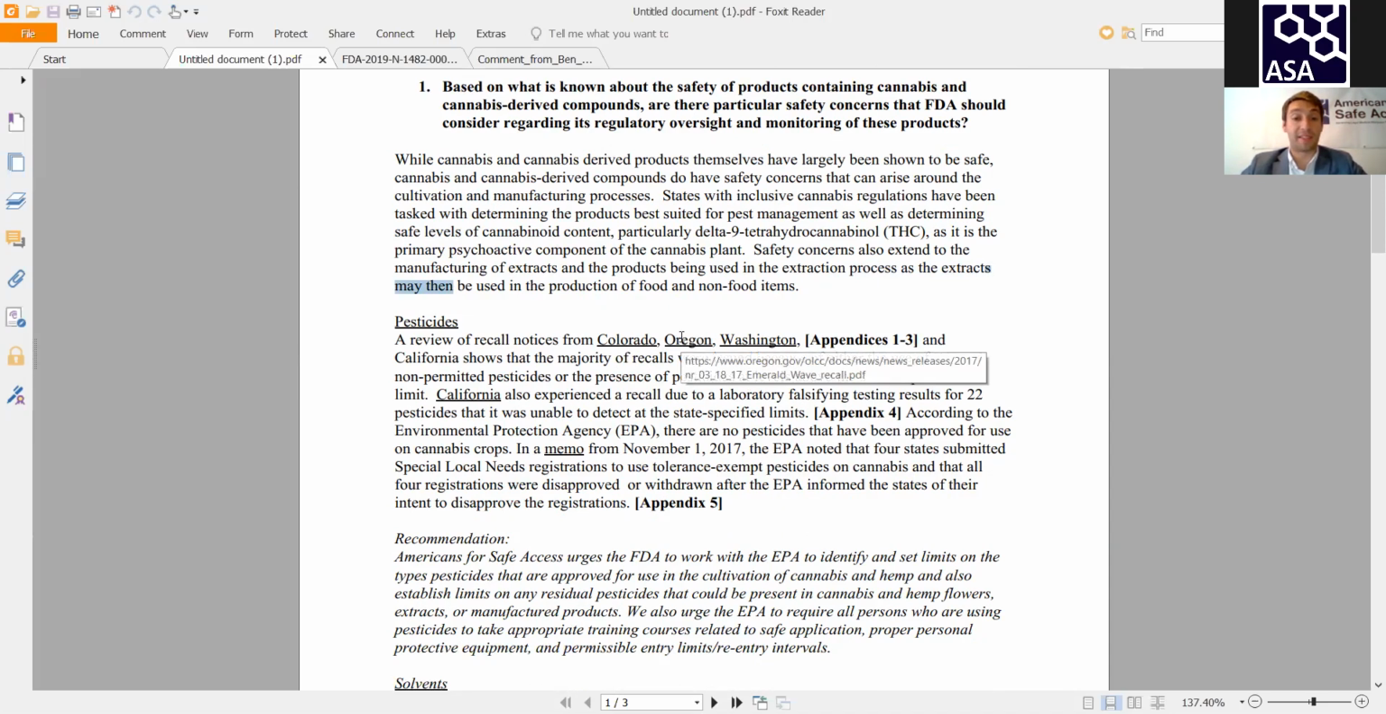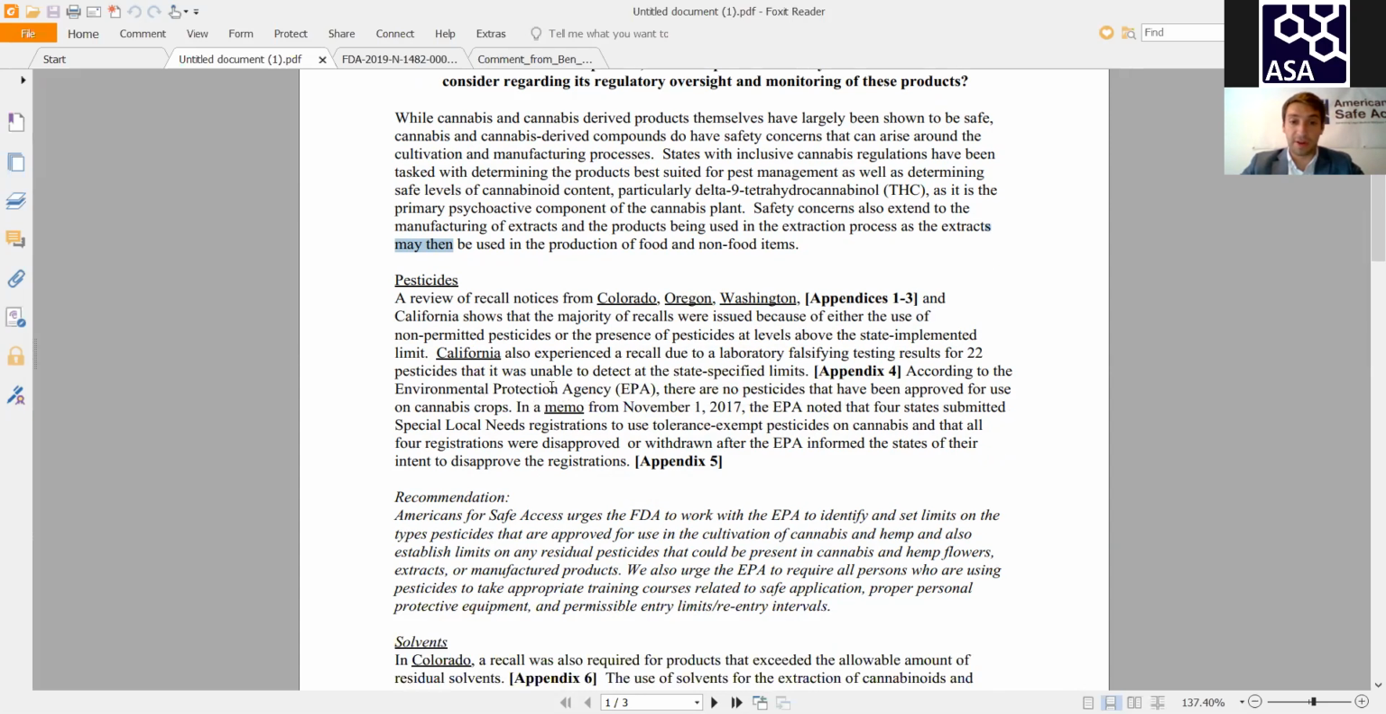recalls for pesticides. So as you can see, these are hyperlinked, but we will also be including printouts of these recalls as appendixes, and we'll be making sure that they are included in our comments both ways. So we highlight a few news articles in here as well, and then ultimately a memo from the Environmental Protection Agency saying that there is no special local needs registration for pesticides for cannabis.